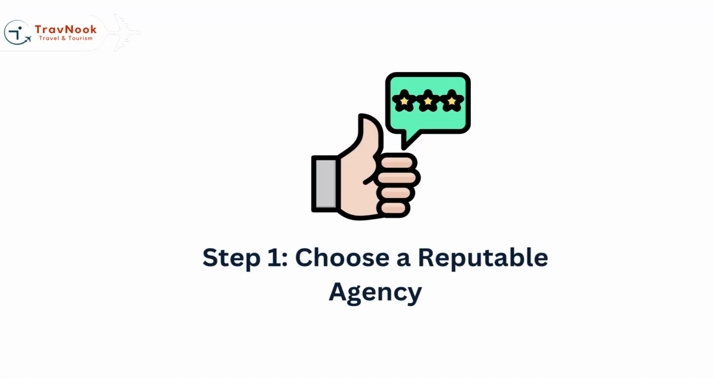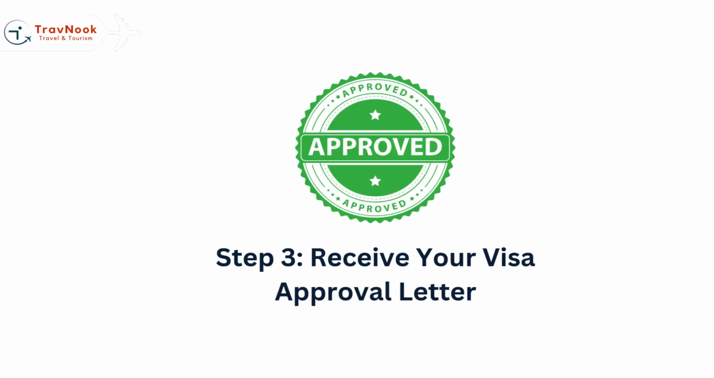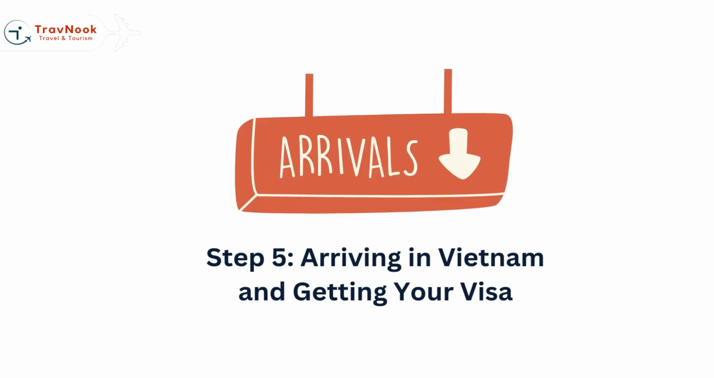Step 1. Choose a reputable agency. Step 2. Pay the service fee. Step 3. Receive your visa approval letter. Step 4. Prepare the required documents for arrival. Step 5. Arriving in Vietnam and getting your visa.